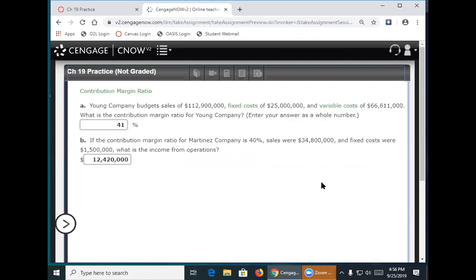So again, when we get a contribution margin, that's how much we have to cover our fixed costs. Anything beyond that, anything after we take out fixed costs, is all profit. Okay. It's just a different way of looking at it.